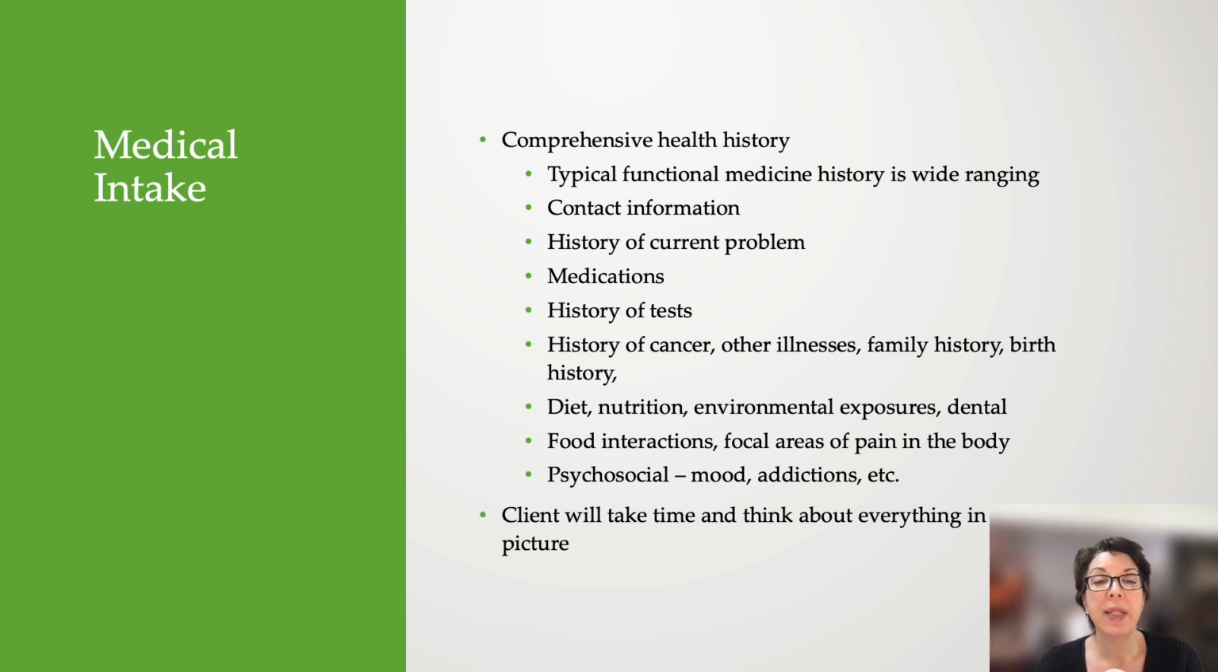It's always a good idea to have a comprehensive medical history, and the typical history that functional medicine providers do, as opposed to allopathic providers, is usually very wide ranging. It goes back all the way to childhood and up to the present day. You always want to get patients' contact information, so obviously name, date of birth, address, phone number, etc. You always want to know what is immediately going on, what's the current problem, how long it's been going on.